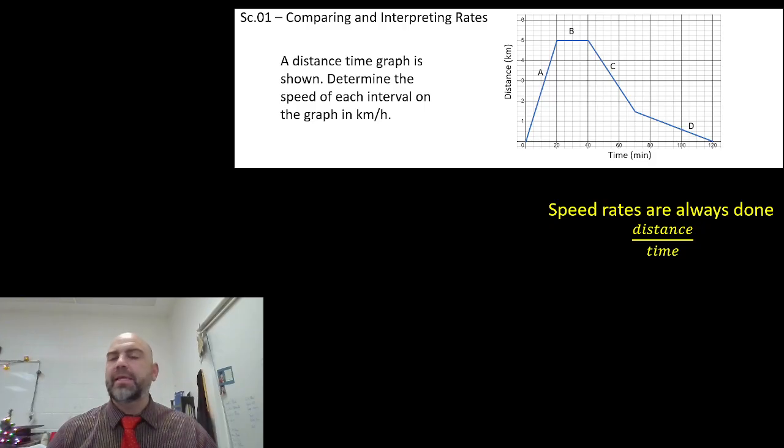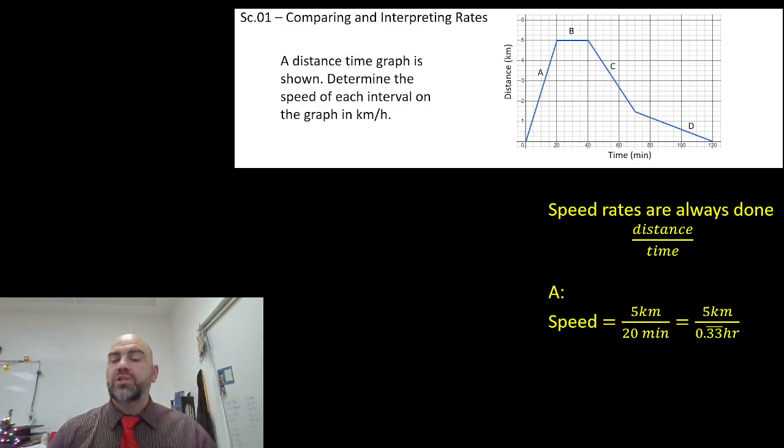Okay, let's go through each section and figure out what our speed was in each section. The first section, section A, the person starts at 0 kilometers, if we want to say away from home, and makes it all the way to 5 kilometers in a span of 20 minutes. So our speed is 5 kilometers divided by 20 minutes.